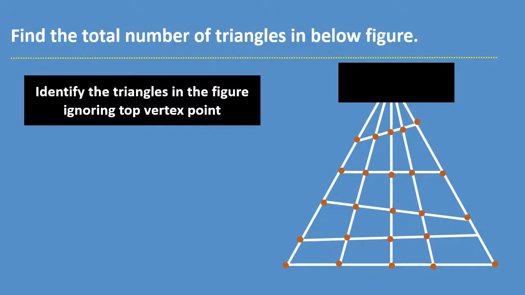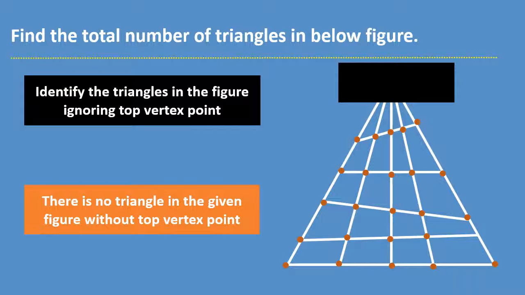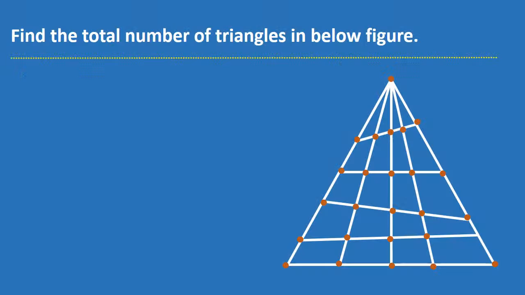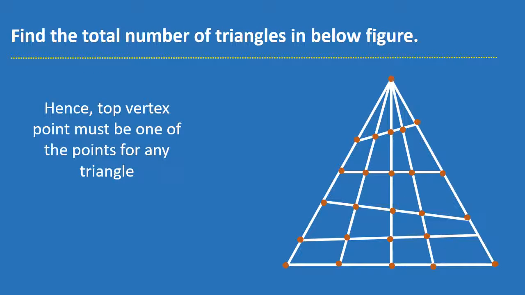You must have observed that there is no triangle in the given figure without the top vertex point. Hence, the top vertex point must be one of the points for any triangle. As we know, for any triangle, 3 points are required. And here, the top vertex will be one of the points for any triangle that we can see in the figure.